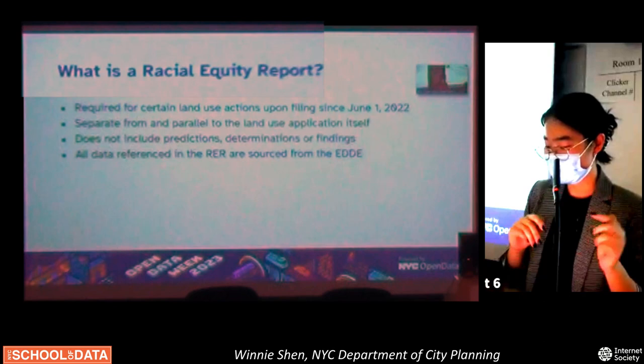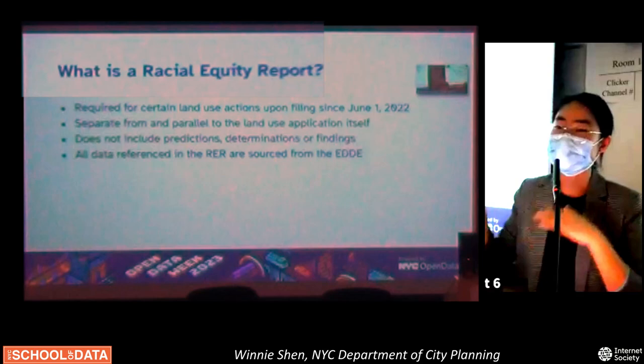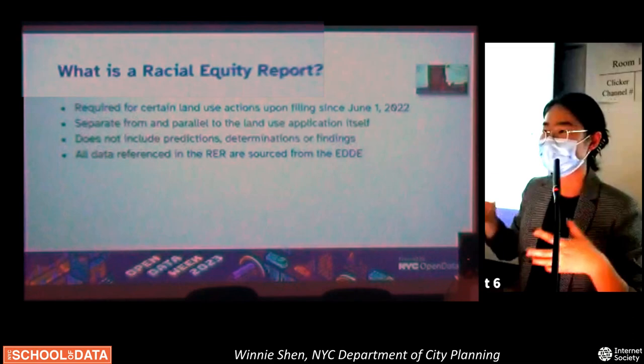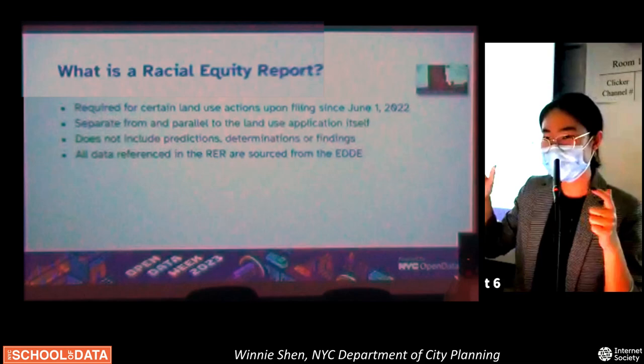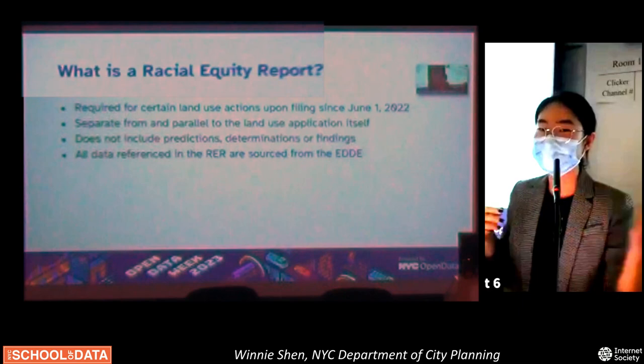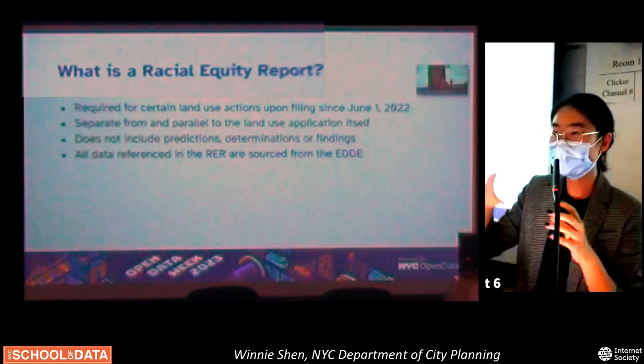And it's intended to be a separate document from the very technical, zoning-language-focused applications. If anyone's ever gone onto our zoning portal and tried to read a land use application, it's sort of hard for most people to understand. So an RER is meant to give you a really quick snapshot of what the project is about and the surrounding project area. And all of the data that is quoted in an RER is pulled from EDE. So that's where all that data is coming from. It's also meant to help ground the project area and the actual context of the area based on current data that we're pulling.